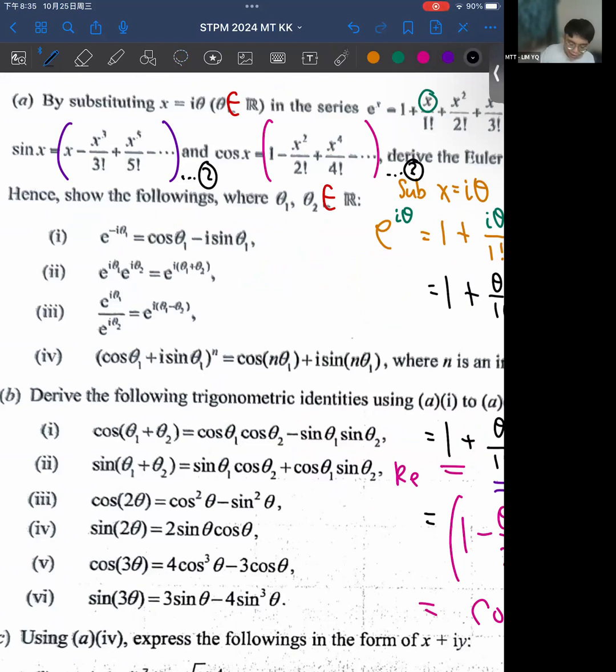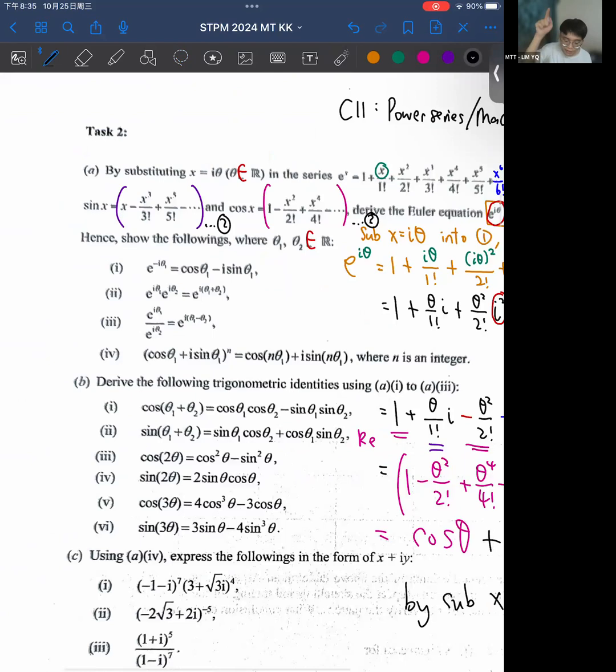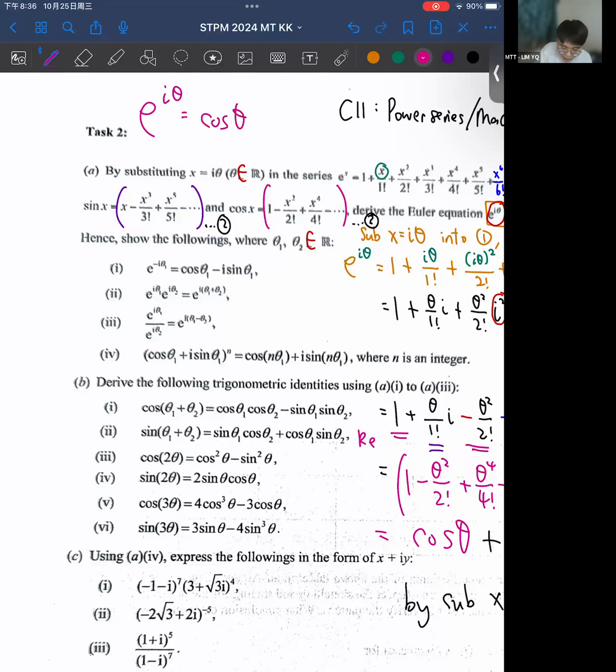Now we try to show the first one and the second one, or maybe the last one also. Now part A(i), show that e to the negative i theta 1 equals cos theta 1 minus i sin theta 1. What is the difference? The normal formula is cos theta plus i sin theta. Meaning that if the theta becomes negative, then this one will become negative also. We try to prove it. So this is the formula that we have already proved.